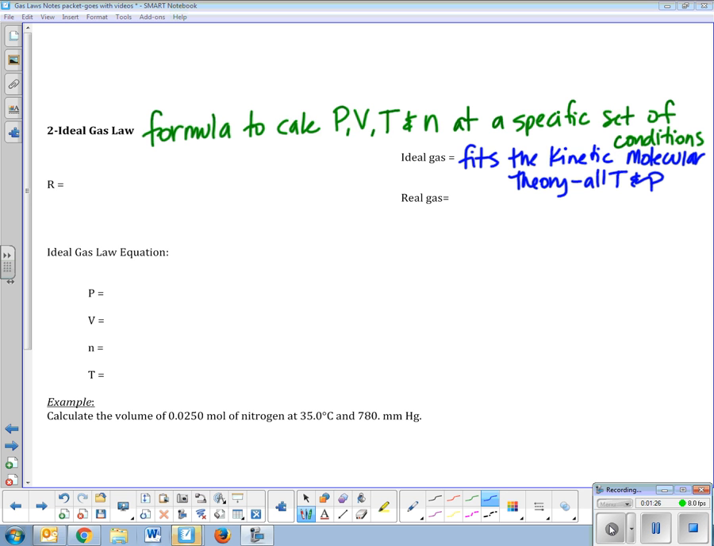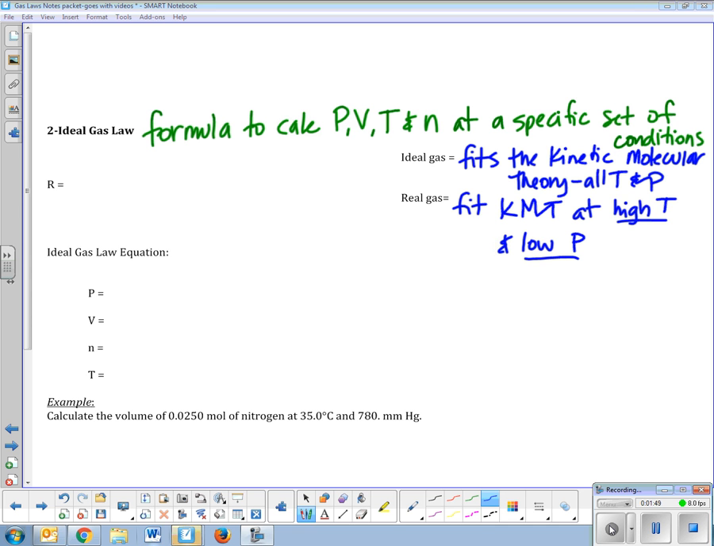The thing is, in the real world, we actually have real gases. So real gases only fit, and I'm going to abbreviate kinetic molecular theory, at high temperatures and low pressures. So high temps and low pressures are when real gases will act like ideal gases.